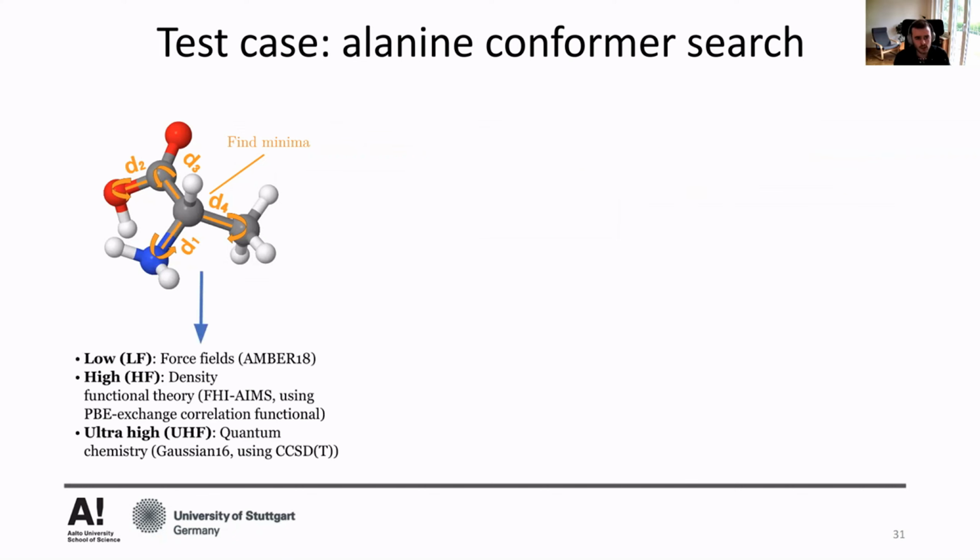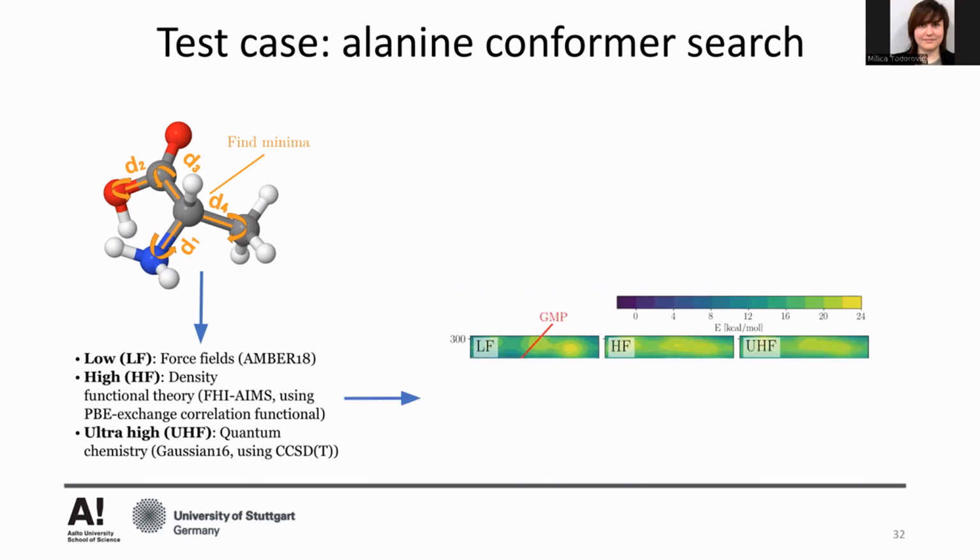For the calculation of the potential energies, I used 3 different simulators. The first one is based on force fields, which I'm going to denote as low fidelity. The second one is based on density functional theory, which I'm going to denote as high fidelity. And the third level, the most accurate one, is going to be called ultra high fidelity, and it is based on quantum chemistry.